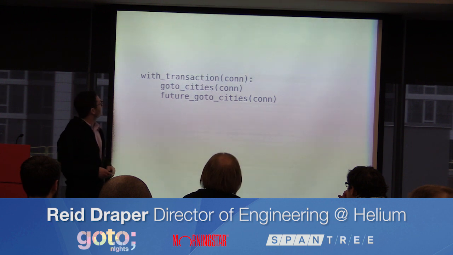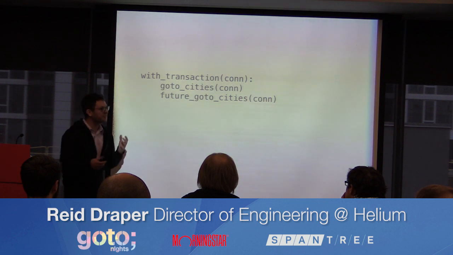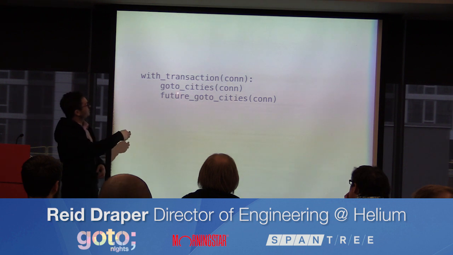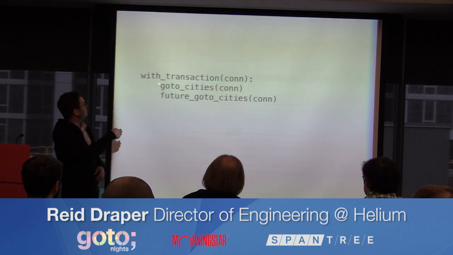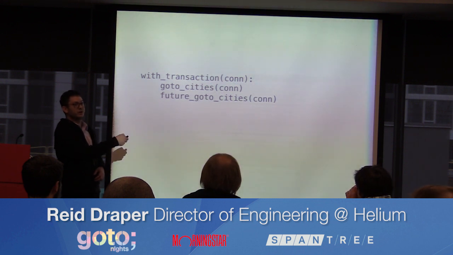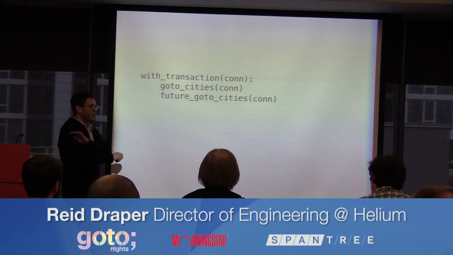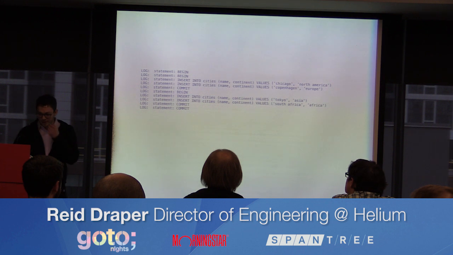Now, what happens if we want to combine them together? Is this going to be good or bad? If it's composable, it should be fine. So we're definitely in a transaction. We're in like 3 transactions, because GOTO cities calls with transaction, future GOTO cities calls with transaction, and with transaction definitely calls begin and commit. And so we're extra safe, right? There's like no way that this could possibly not be atomic because we're in so many transactions.